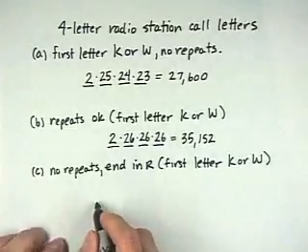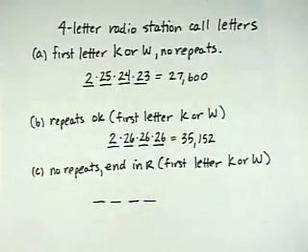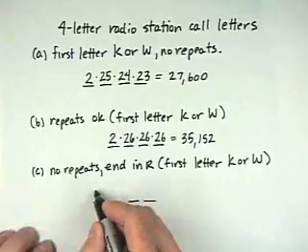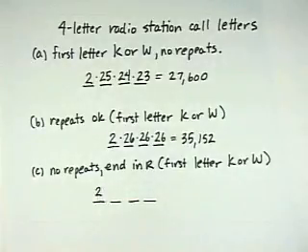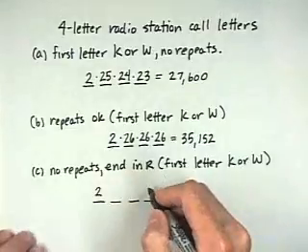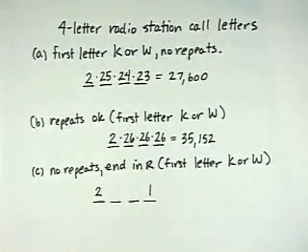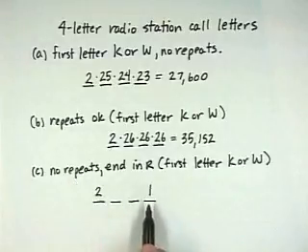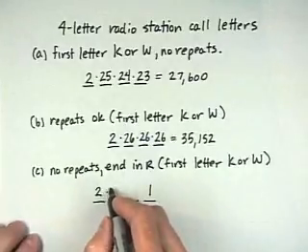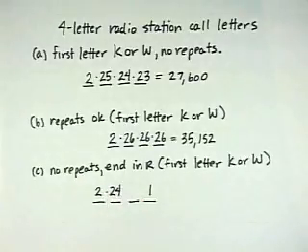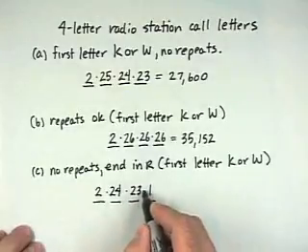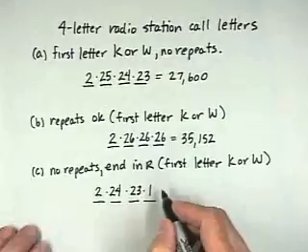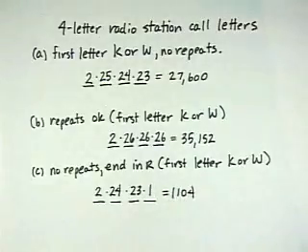Now, part C. Again, there are 4 call letters that we want to fill in. The first letter needs to be a K or a W. And I want to end in an R. That means there's one possibility for my final letter. If I don't want to repeat anything and I've put a letter in the first as well as 4th position, that means there's only 24 remaining letters to choose from here, and then 23 in the next spot. This product is 1,104.